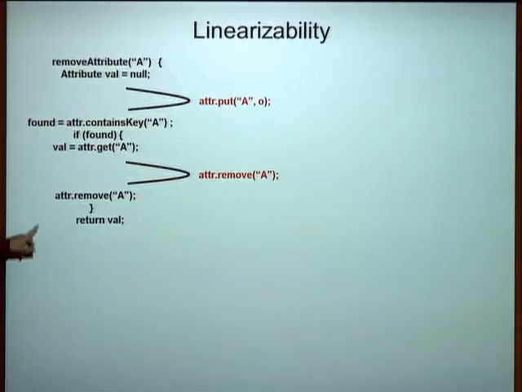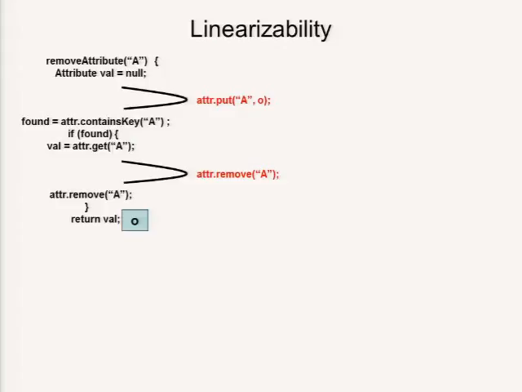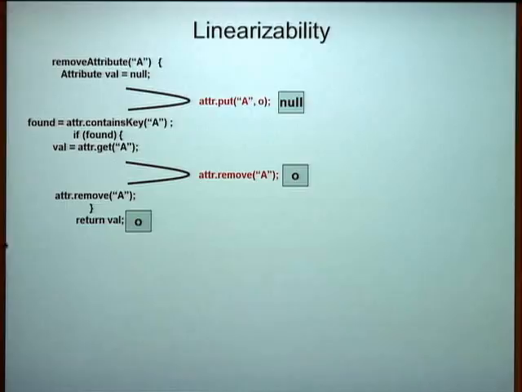You can see that put in here returns null because this is the first operation. In here the collection is empty, therefore it returns null. And remove returns O because this is the value that was added in here. So what I want to do now is check whether there exists a sequential execution such that every operation in the concurrent execution has the same return value as in the sequential execution.